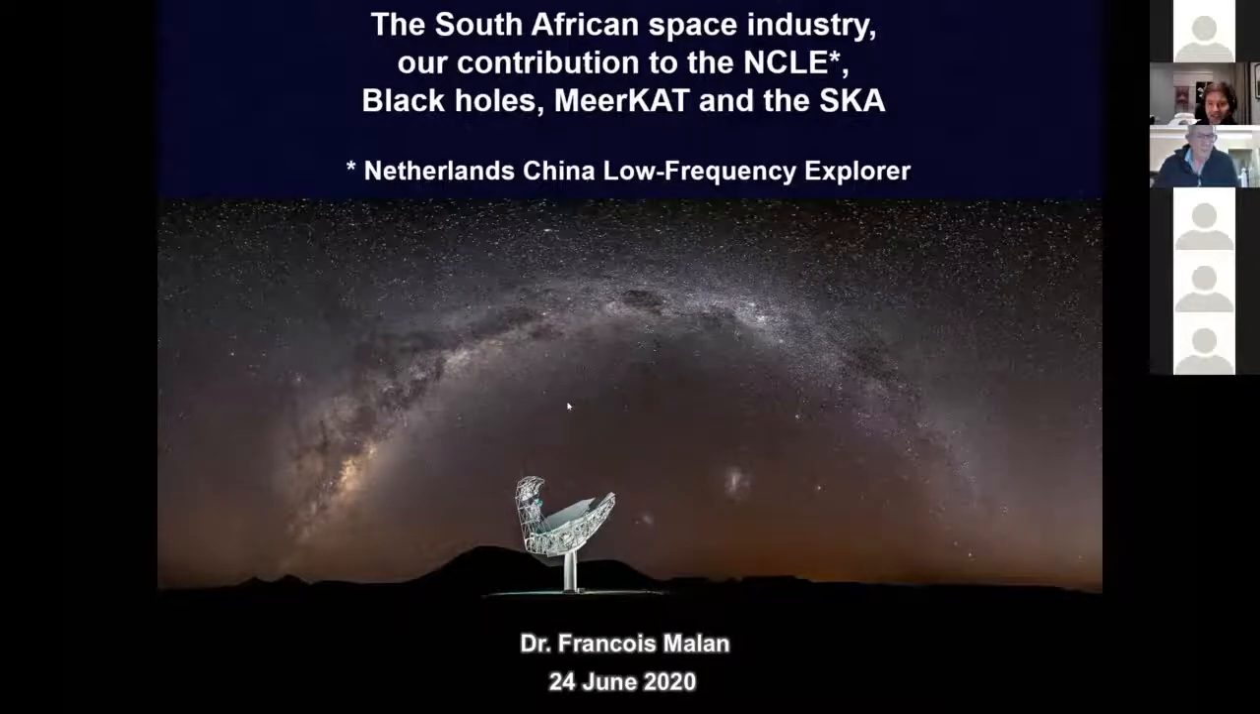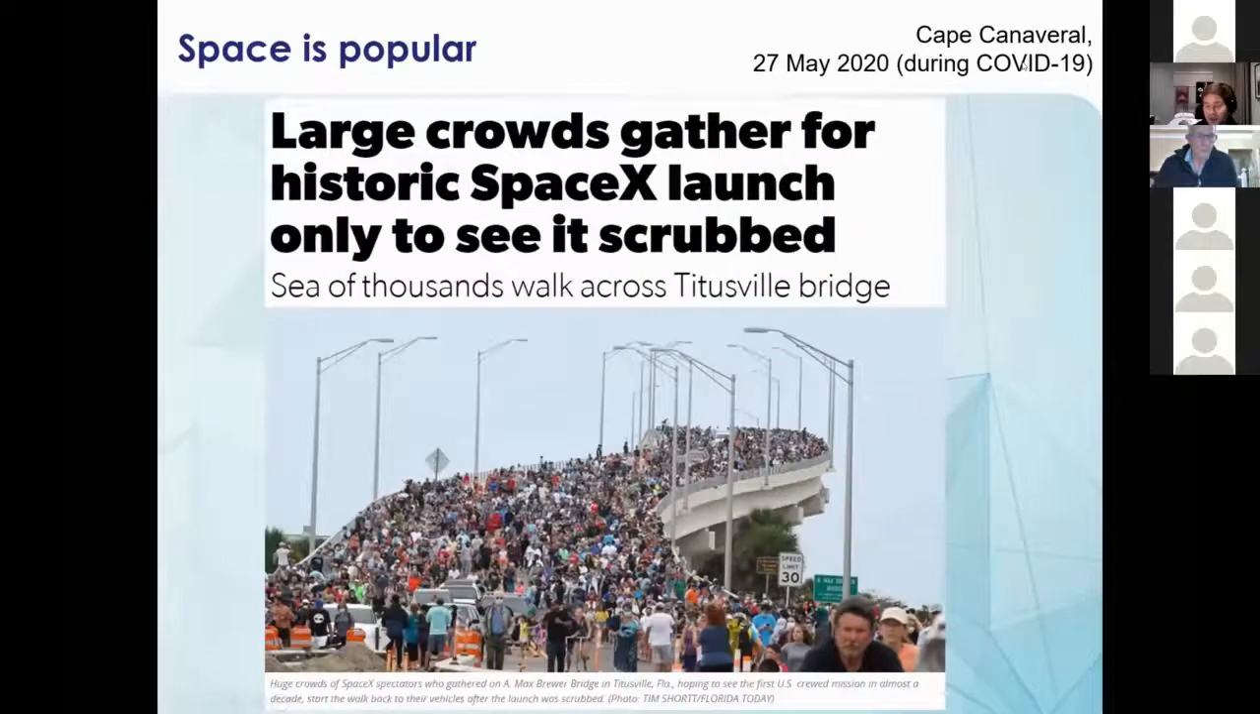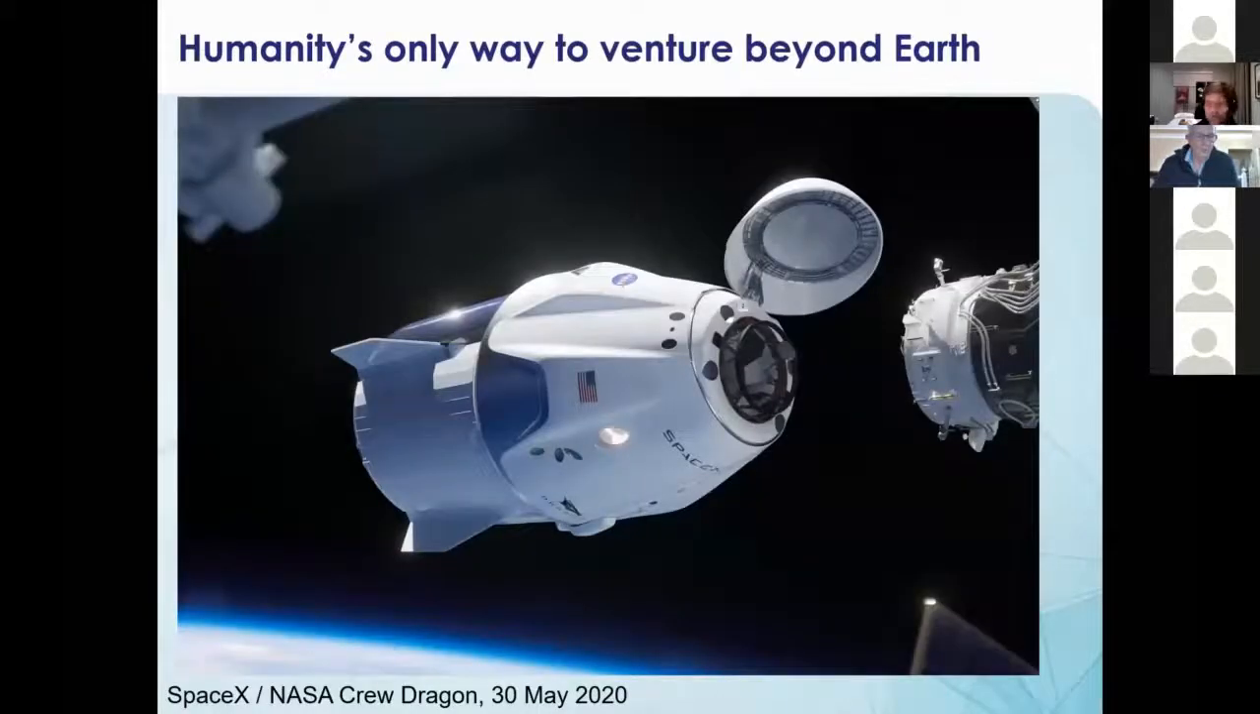why do we even talk about this tonight? I think I'm preaching to the choir, but as we all know, space is very inspiring. I mean, even Elon Musk here on the photograph, you can see just the happiness in his face looking at his own creations going up into the sky. It's a very popular thing in the broader public as well. So I got this photograph of the turnout at the launch of the first manned SpaceX mission on the 27th of May. This was during the COVID-19 crisis. I don't know how wise this was, but huge crowds. And really it's our only way to get ourselves off the Earth and to explore the planets around us, which is, I think, one of the big goals for humanity to survive as a species in the long term.